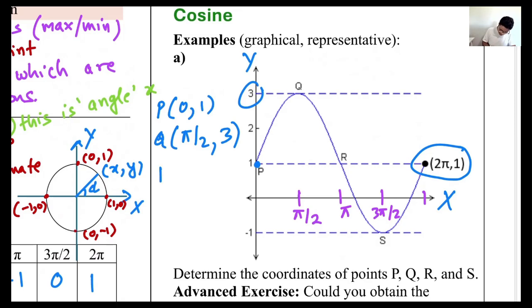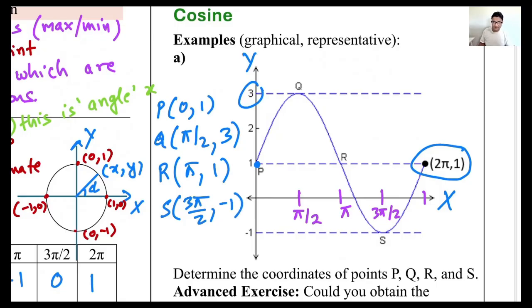And R is now at pi on the x-axis and 1 on the y-axis, the level 1. And the point S is at 3 pi over 2 on the x-axis and level -1 on the y-axis.